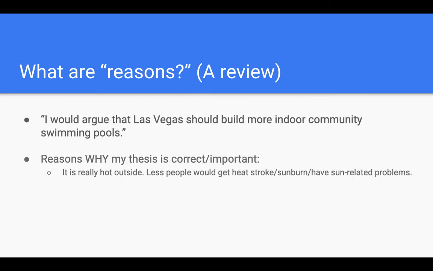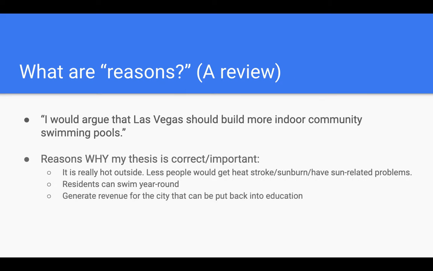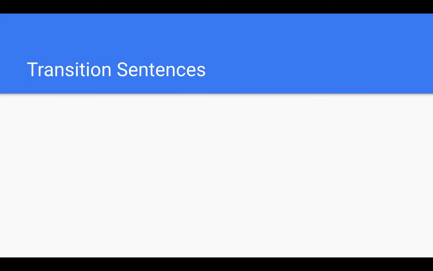Well, one is it's really hot outside. Less people will get heat stroke, sunburn, sun-related problems if we had indoor swimming pools. Another reason is that residents can swim year-round. Now notice, in none of these am I repeating my thesis. These are reasons, and these are things that I can use sources to support. Another would be generate revenue for the city. They can put that money back into education here.